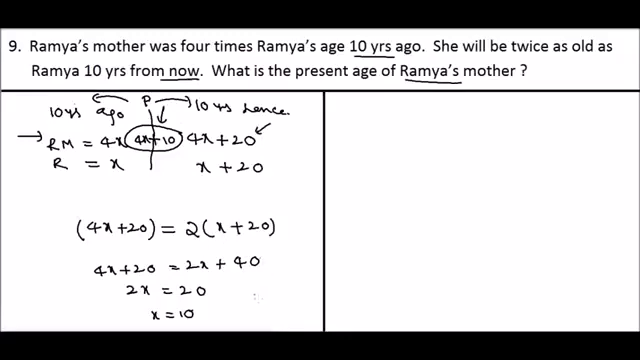Now what is her mother's age at present? 4 into 10 plus 10. Now it should be 40 plus 10. Her mother's age at present is 50. Hope you must have understood this one, right?